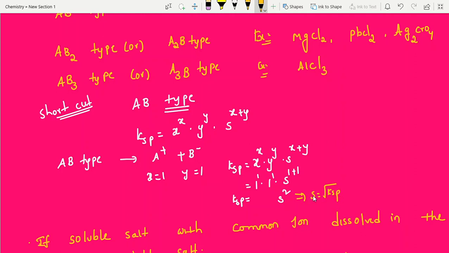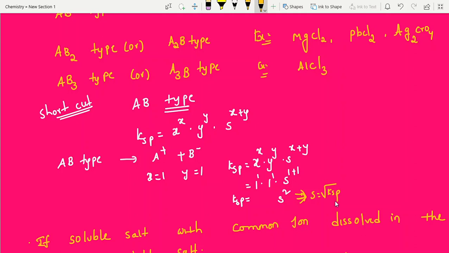That's it. So numericals, you can expect numericals here. Either they will give S value or else KSP value. If you know the final expression directly, you can take it. But always remembering all the expressions is difficult. You can use this shortcut and simplify this one, then you can substitute.